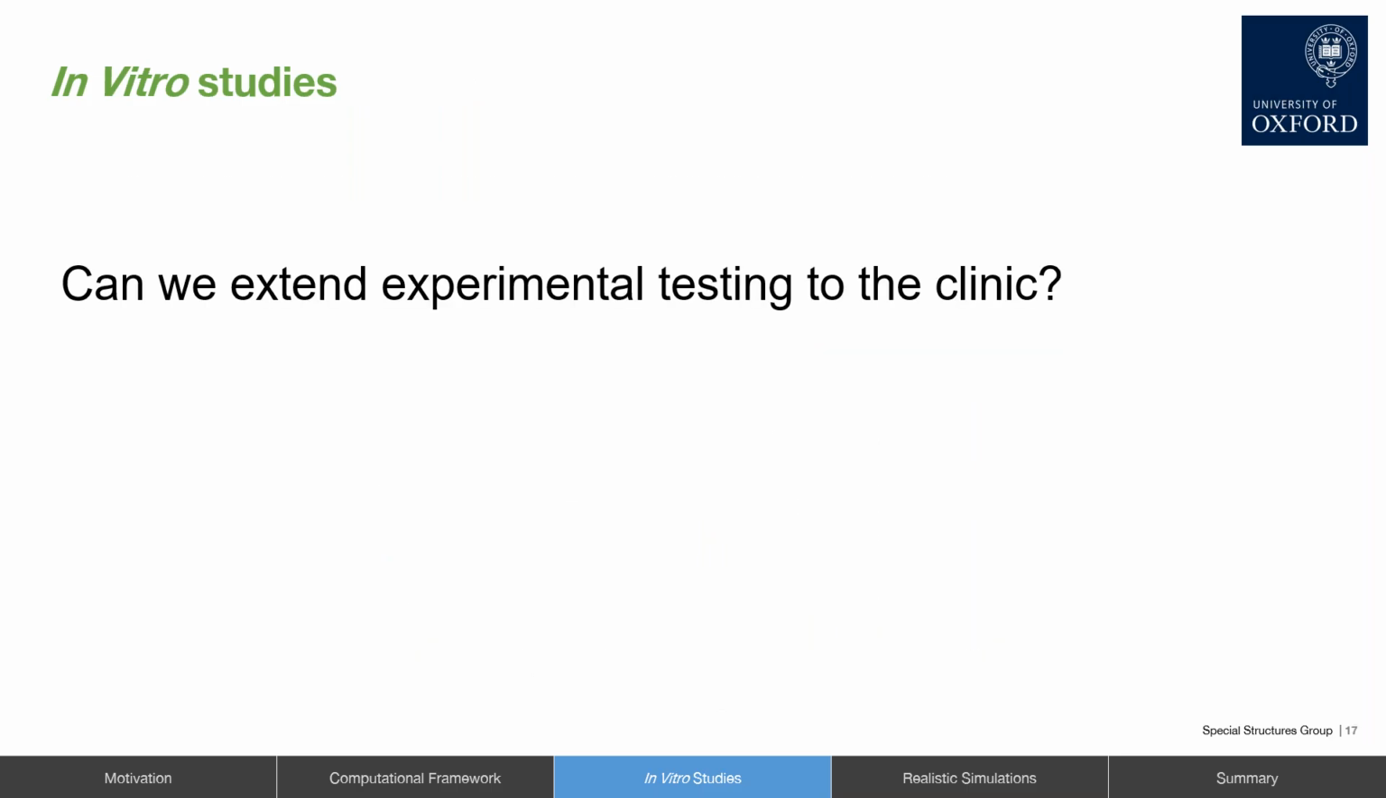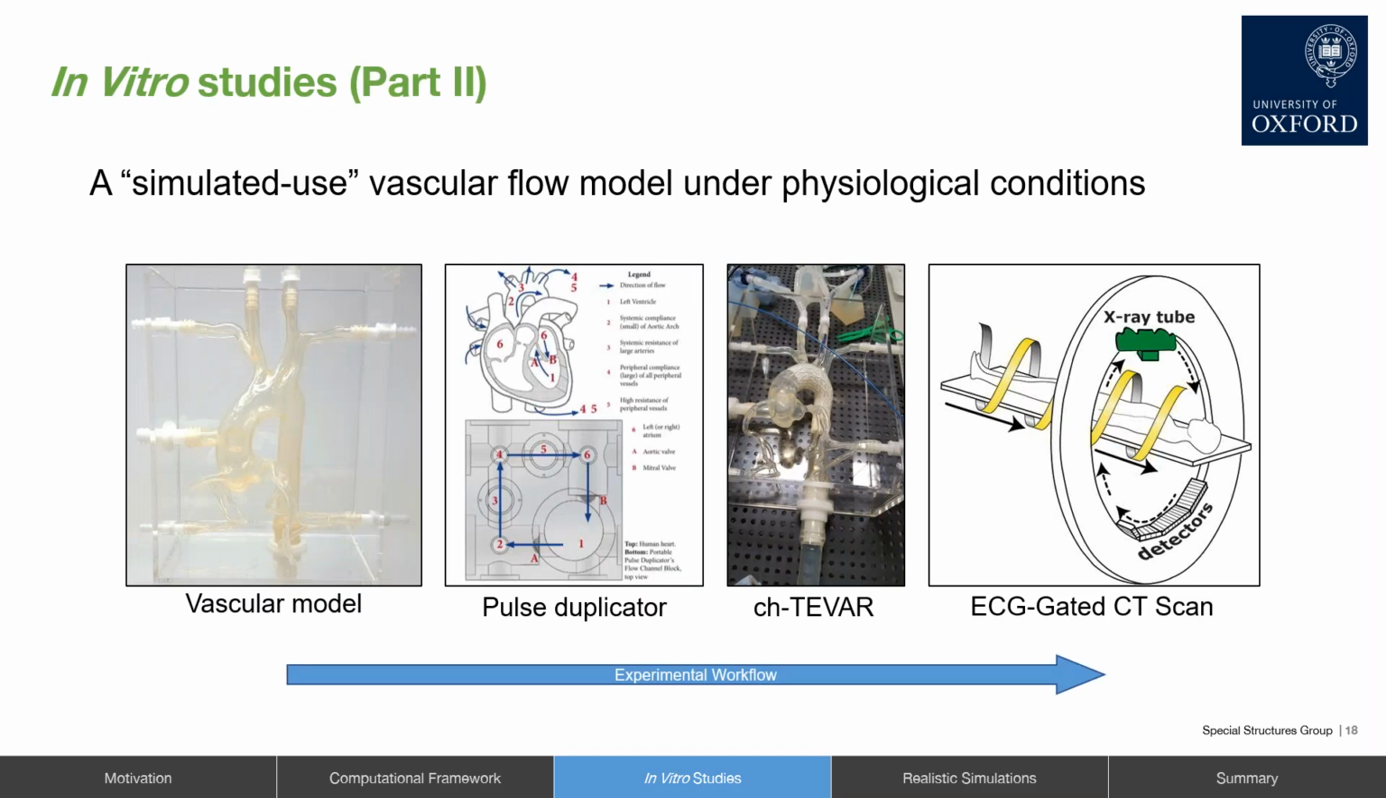Okay, so the next question now is, can we elaborate from these bench tests into something which is more clinically relevant to the clinical scenario? And what we've done is implemented a simulated use vascular model under physiological conditions. What we have here is a silicon vascular model, including the ascending aorta, the arch, and the descending aortic sections of the thoracic aorta. We've coupled that with a pulse duplicator, which replicates the left heart function. Using that setup, we've performed our simulated use chimney T-bar.